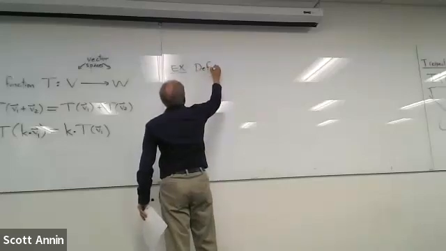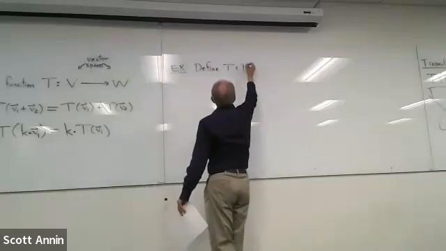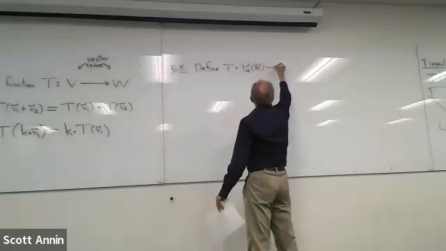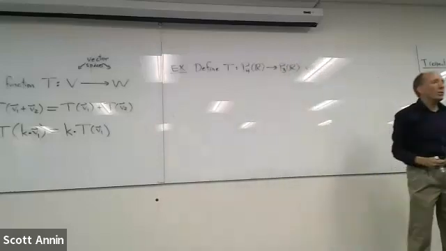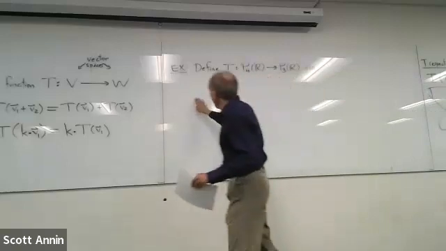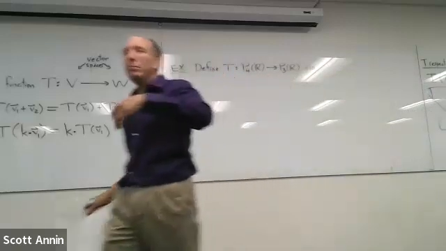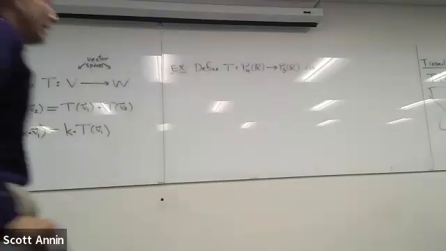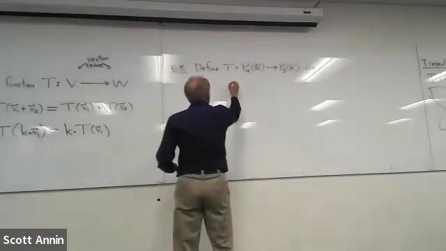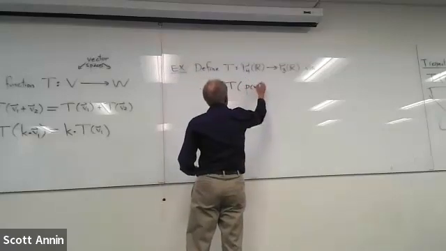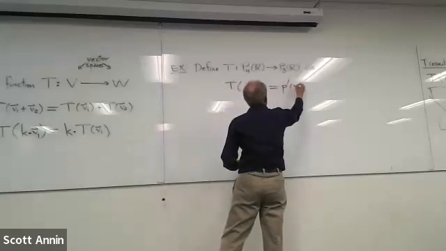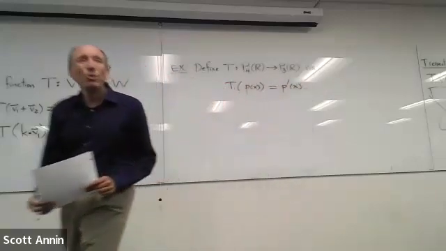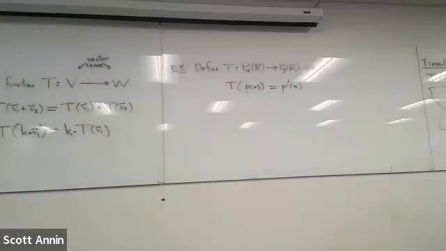So I'm going to define T to go, let's use P4 of R going to P3 of R. So this time my inputs are going to be polynomials of degree 4 or less, and the outputs are going to be polynomials of degree 3 or less. And how is the formula going to go? I'm going to plug in P of X, and the output is going to be P prime of X. We're literally just going to take the derivative of that.